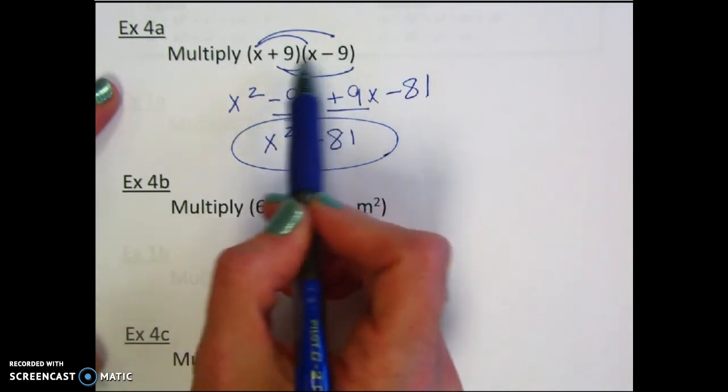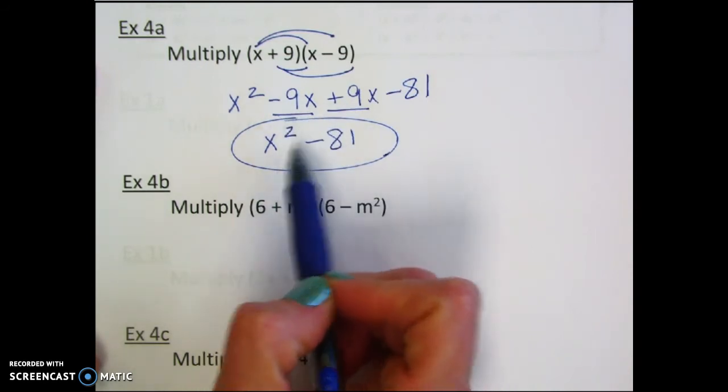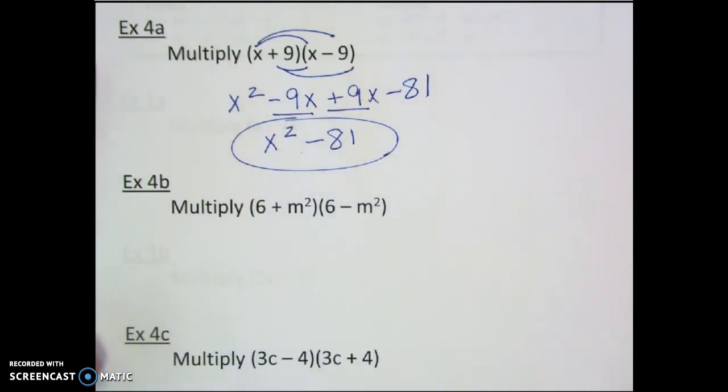All right, so every time that happens, every time we have a plus 9 and a minus 9, we have the opposites here. Pretty much they're going to add up to 0, and we're not going to have that middle term. Keep that in mind when we go to do the reverse here, when we start factoring in a lesson or two.